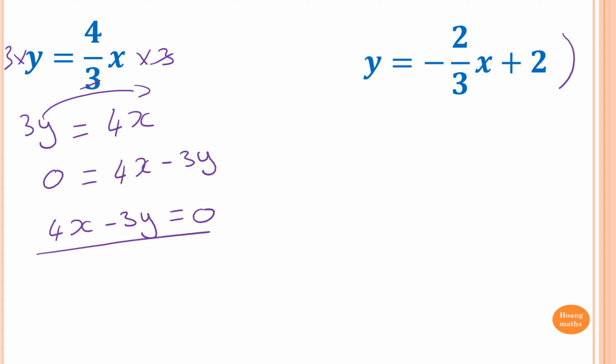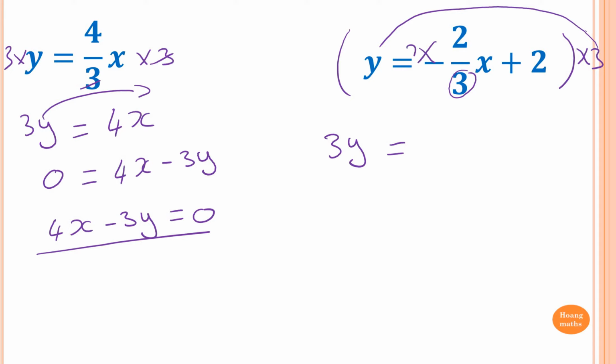Again, get rid of the fraction first. I times by 3, because I want to get rid of this 3 here. So 3 times y is 3y. 3 times 2/3, I just put the 3 times, so that cancels with this. You're left with minus 2x, and then 3 times 2, which is 6.